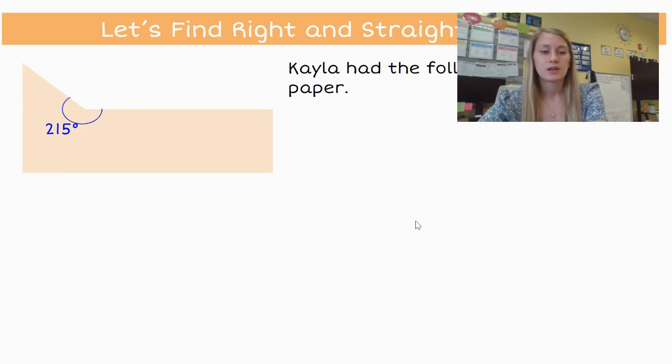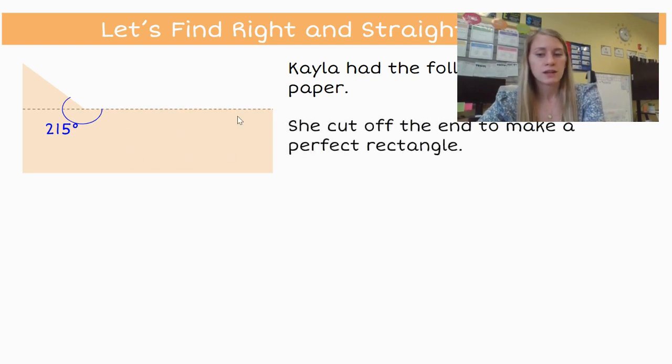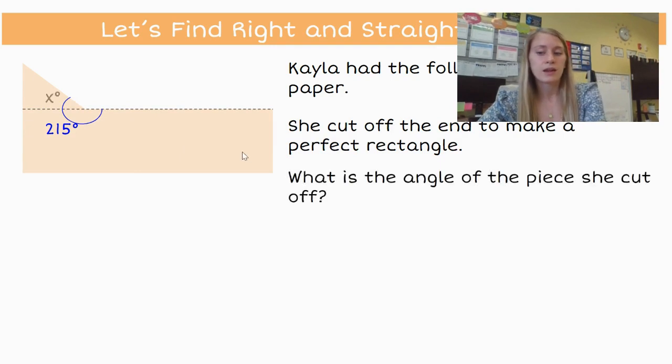Let's try it again. So let's find right and straight angles. Kayla had the following piece of paper. This yellow piece is her paper. She cut off the end to make a perfect rectangle. So she didn't want this little triangle piece up here. She wanted to cut it to make a perfect rectangle. What is the angle of the piece she cut off? So when she cut off this little triangle piece, what is this angle here? Angle X, meaning our unknown angle.